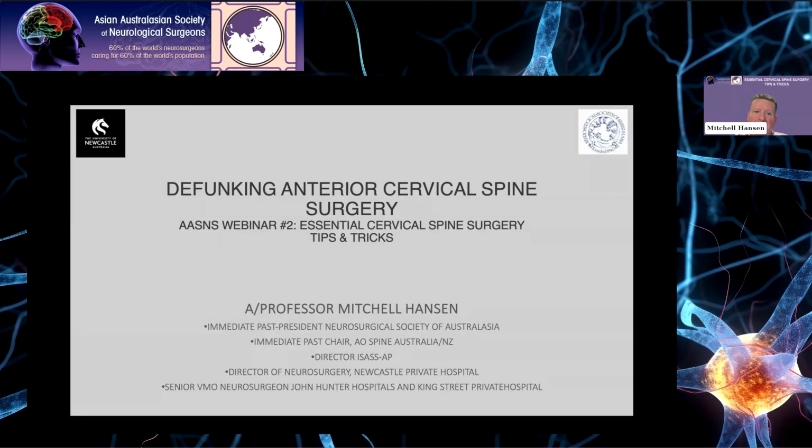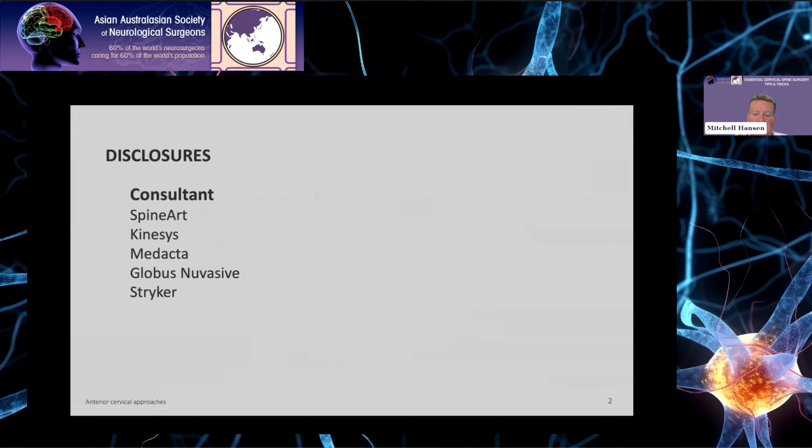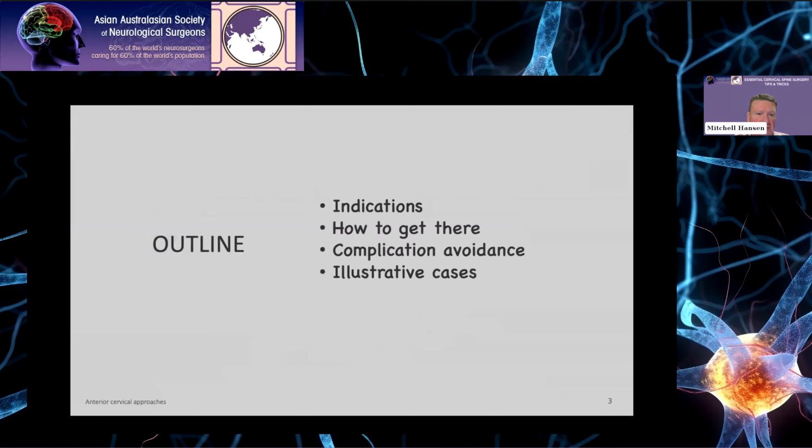As she said, I'm going to talk about anterior approaches to the cervical spine. There are my disclosures. So basically an outline of what I'm going to talk about tonight. I'll run through the indications for anterior surgery. I'll talk a little bit on how to get there, hopefully speak a little bit about some of the things to do to avoid some complications, and then I'll just finish off with a few illustrative cases.